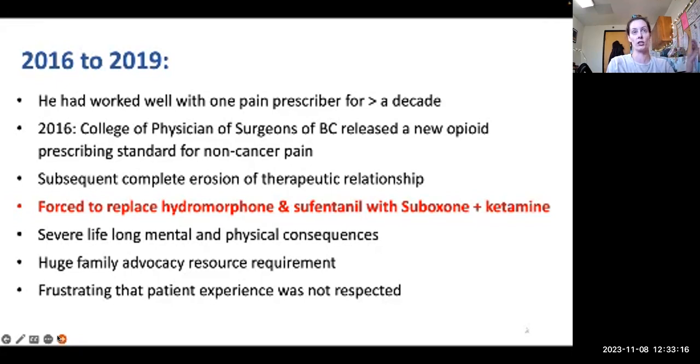So we were initially told that if it didn't work, we would be able to go back on what had been working. And we were told that the Suboxone had such great evidence for neuropathic pain, it was going to be life-changing, and I faced a lot of stigma when I questioned that evidence and didn't think it was right. And it didn't work. And he was in a lot worse pain.